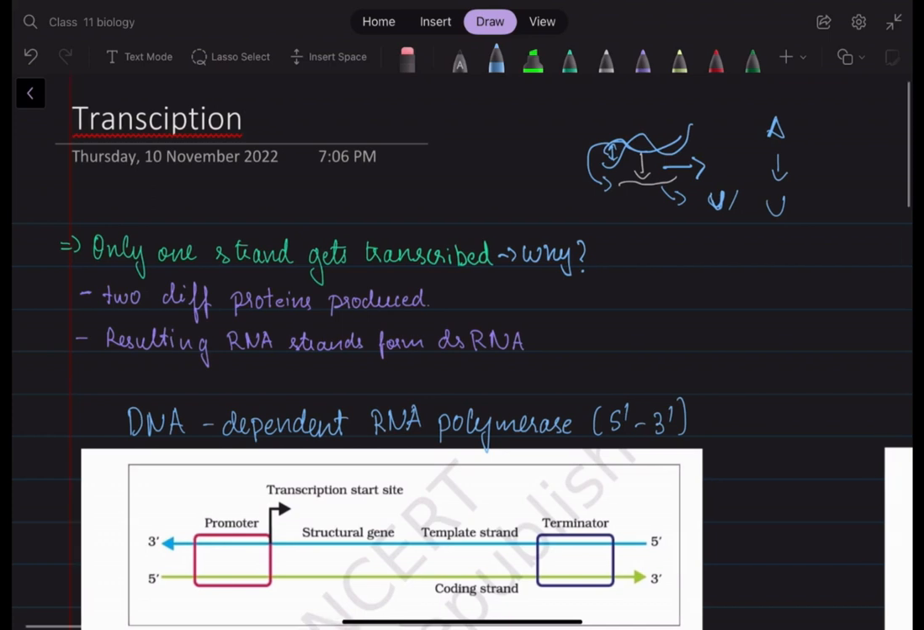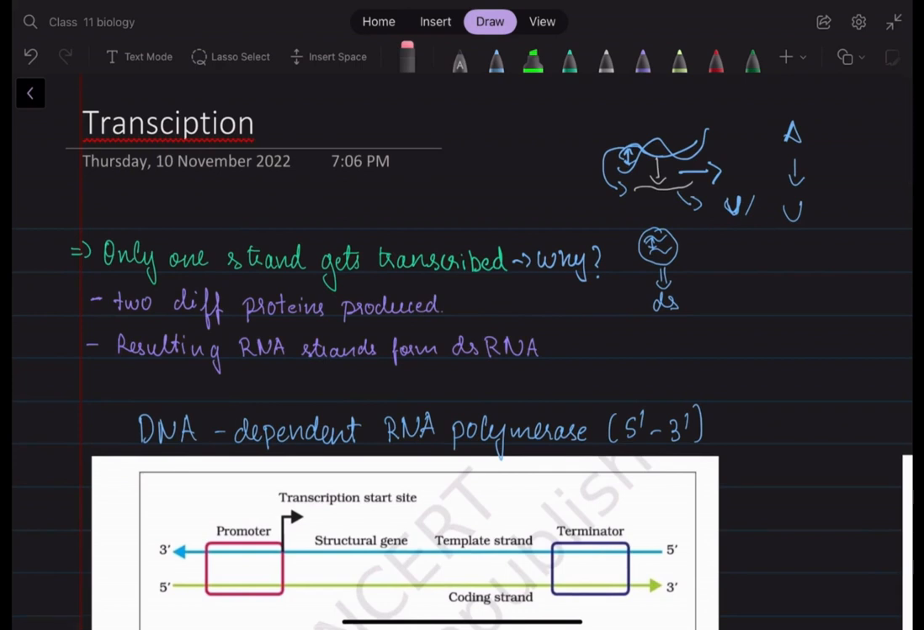And on top of that, whenever both of the strands get transcribed, we get two RNAs. These two RNAs will obviously be complementary to each other because the strands were complementary to each other before, right? So they will form a double-stranded structure. And this double-stranded RNA will not help us in getting translated to proteins. That is why only one of the DNA strands gets transcribed.